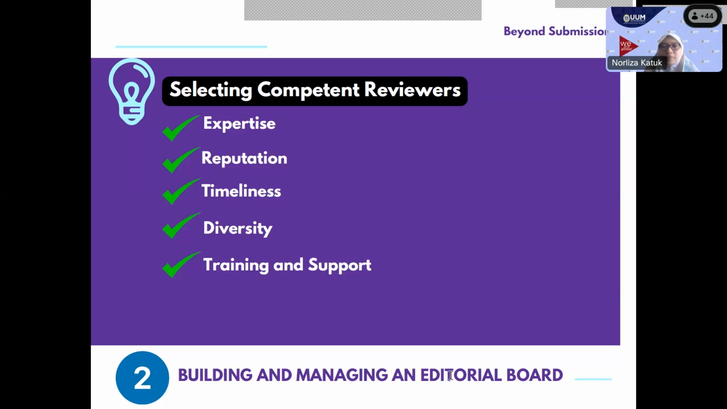But their reports are actually very good and give good feedback to the author. But yeah, we need to balance that as well. And also diversity. Diversity here refers to reviewers from different backgrounds, different countries, and also different genders, to have a diversity. And sometimes we also need to provide training and support to the reviewers, especially in terms of using the system, where they are not familiar with how to use it.